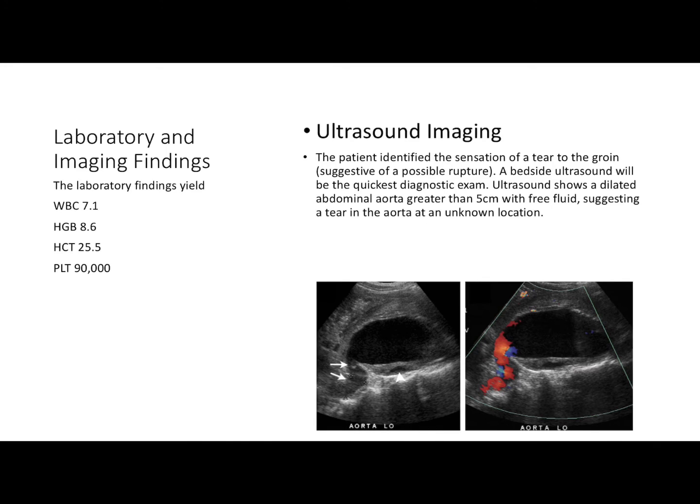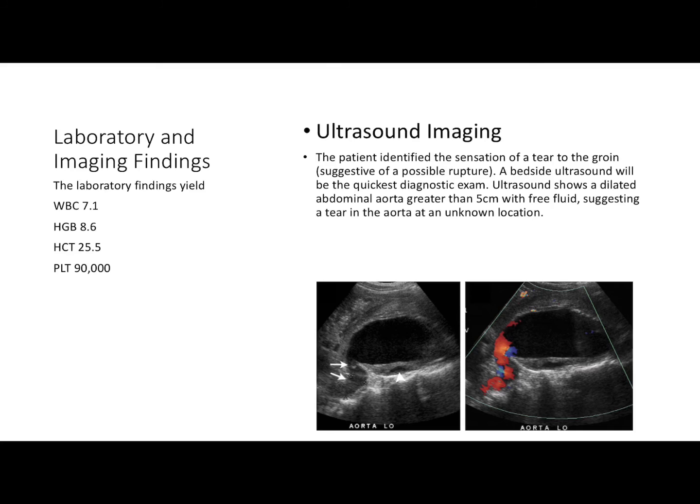So lab findings and imaging findings for this patient yield that his WBC count was 7.1, his initial hemoglobin was 8.6, and hematocrit was 25.5, and his platelets were 90,000. So he was already low to begin with.